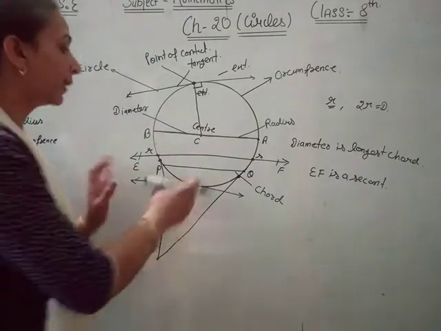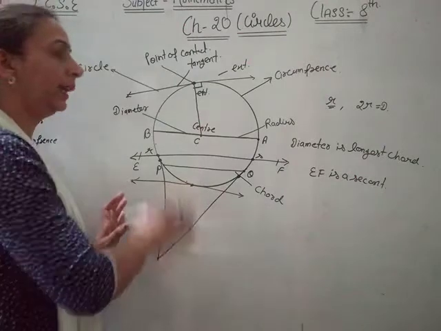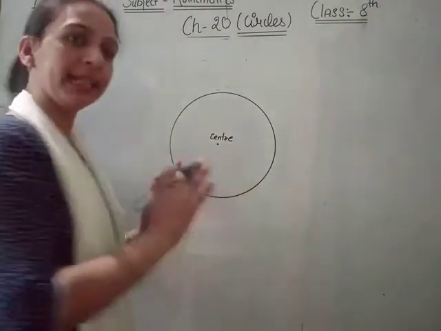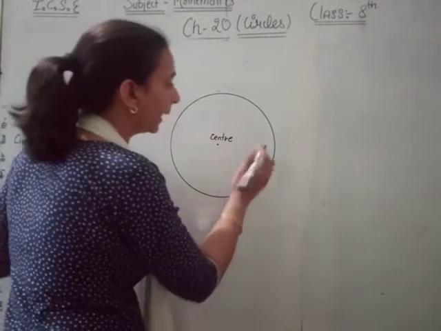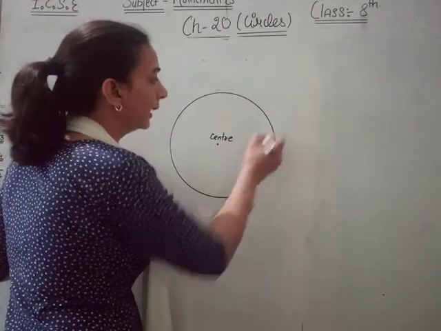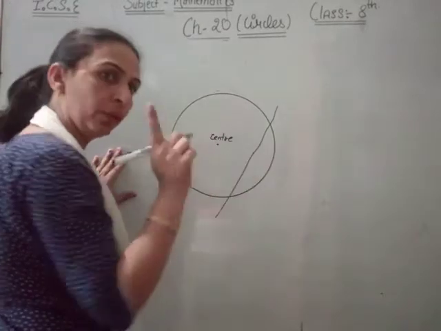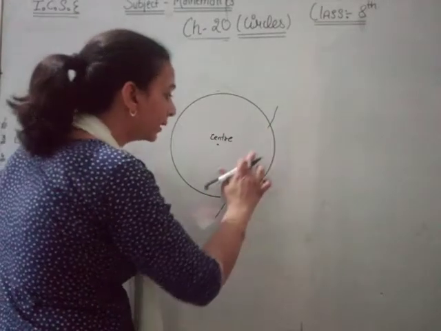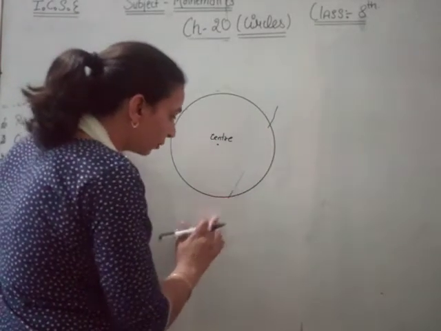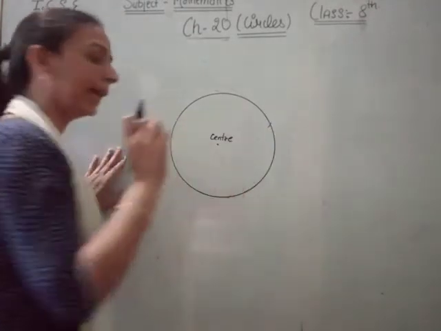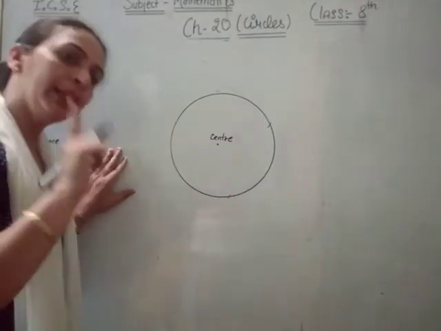Okay, next point I will take next. Student, again I repeat about tangent. If we take any point inside the circle, then there is no tangent, because a tangent intersects the circle at only one point. So student, this is a secant. Then the result: if there is any point inside the circle, then no tangent.